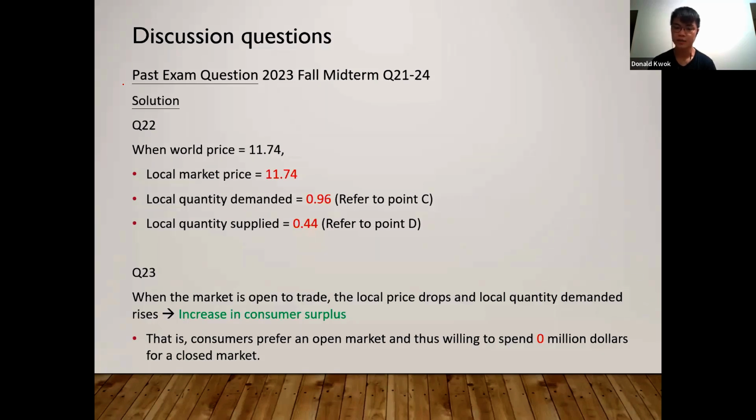Then why would the consumers like to ban the foreign trade and go back to the closed market? This does not make sense. So consumers would prefer an open market, a lower price and a higher quantity demanded. This is why they would not like to spend any amount for a closed market. So $0 million.